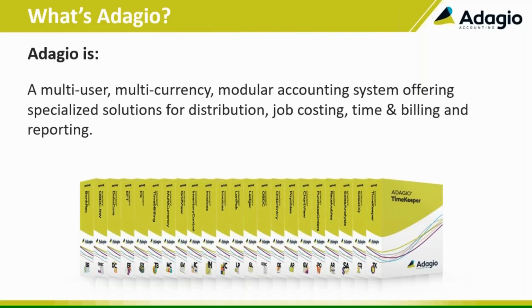That means that if you just need general ledger and accounts payable, that's all you need to buy. It's multi-currency. It's sold through a network of North American resellers who will help you set it up and install it and get it configured for your particular business. It's highly configurable. I'm going to show one of the strengths of Adagio today.